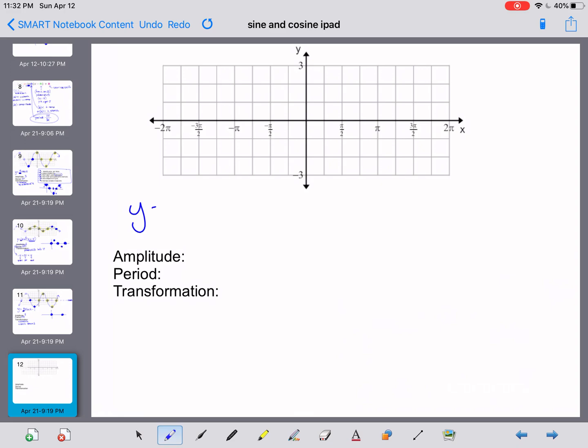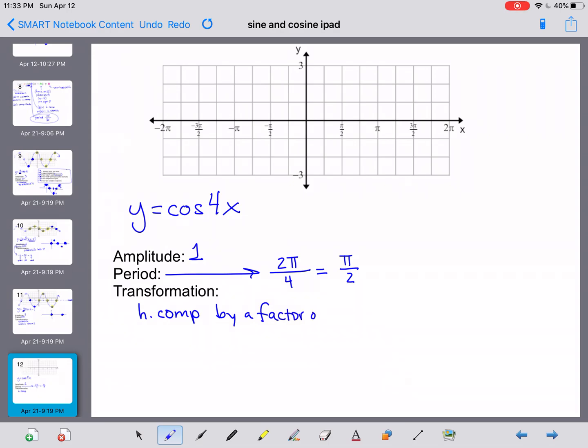So y equals cosine of 4x. So amplitude is 1. There's no number out in front. Period is going to be 2 pi divided by absolute value of 4, which is 4. So the period, I'm going to simplify this, is pi over 2. So that means from the start of the cycle to the end of the cycle, it's only covering a distance of pi over 2. Transformation here would be a horizontal compression by a factor of 1/4.